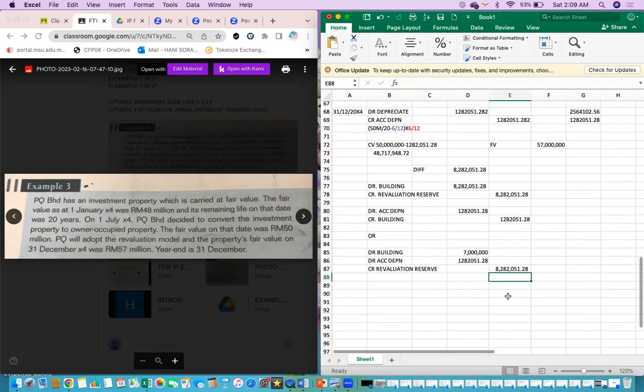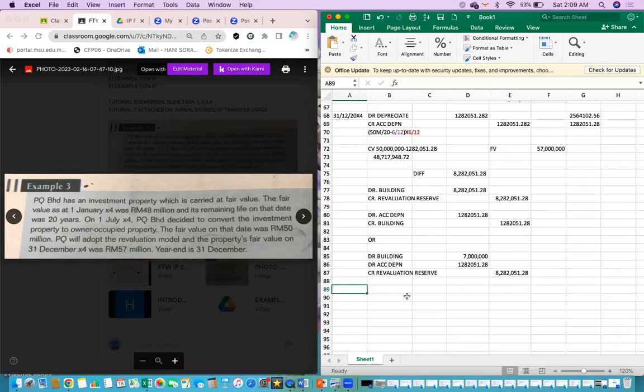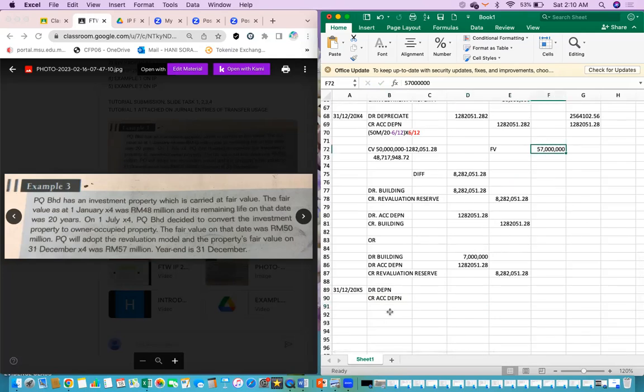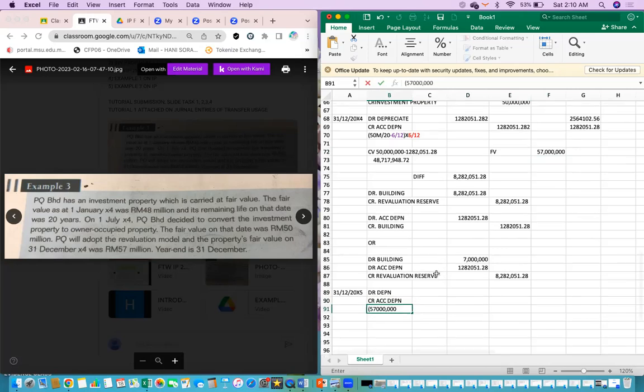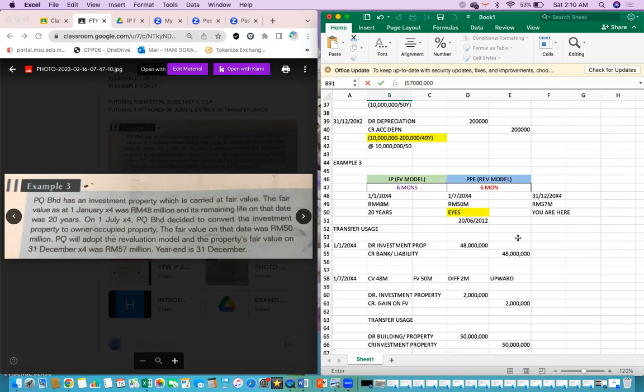Okay, so if let's say you want to continue to 31st December 2000x5, what you have to do now is further depreciate. When we further depreciate, we are going to use the new value. Where is the new value? The new value is 57 million. If you look at the timeline here, we're going to extend another timeline.